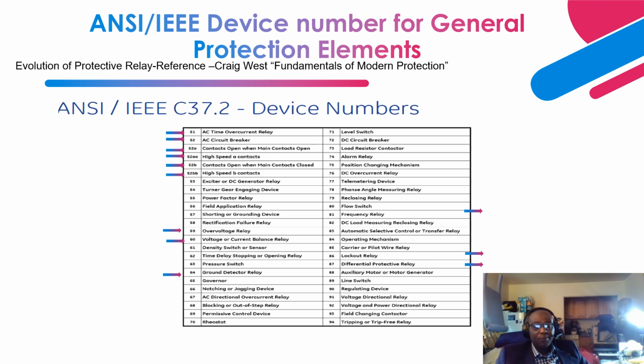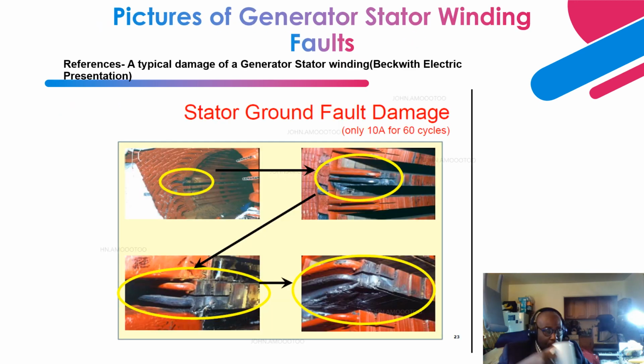Next is differential protection, and I made mention that is ANSI device 87. Next is a beautiful picture that shows you damage to a stator due to a ground fault on the stator. As you can see over here, it's a big core damage, right? There's damage in the core and basically winding damage as well. So this is not pretty. That's why you need all those expensive protection schemes to protect your generator.